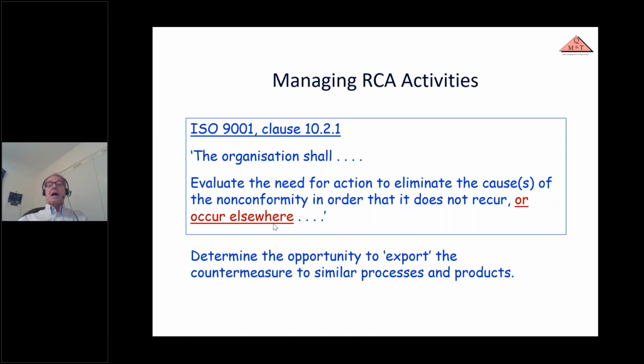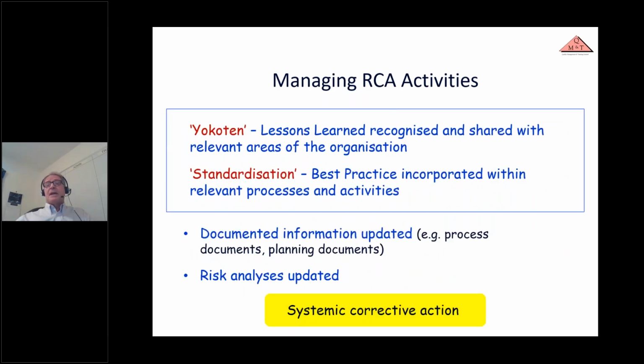And this is prompting the team to consider opportunities to export the countermeasure to similar processes and products so that it can be used in a preventive way to prevent similar issues occurring elsewhere in the future. And that means that the organisation get even more benefit from the current RCA activity. The systemic corrective action.